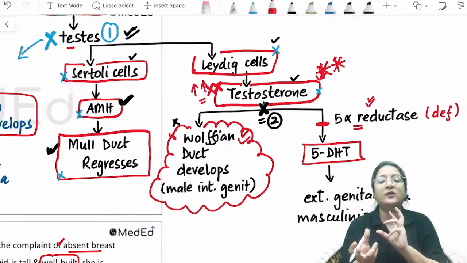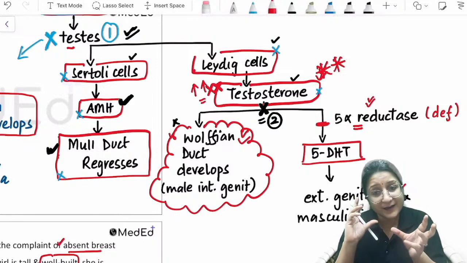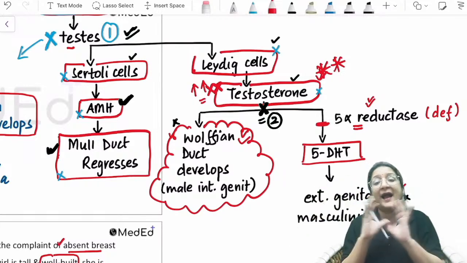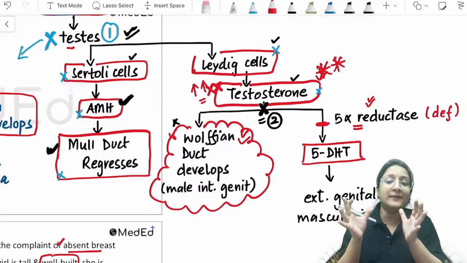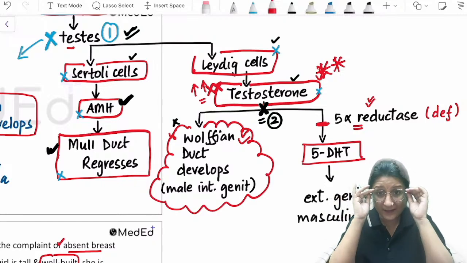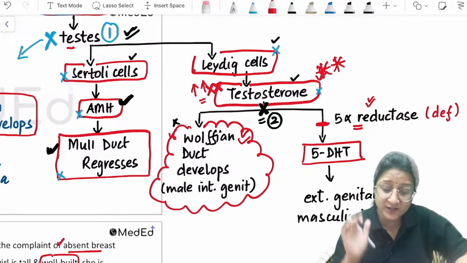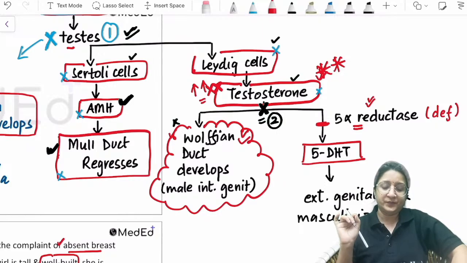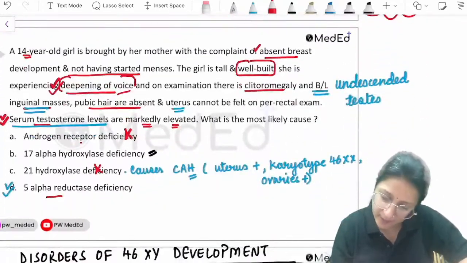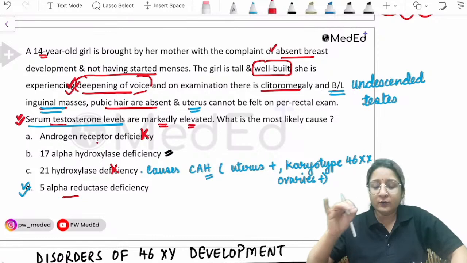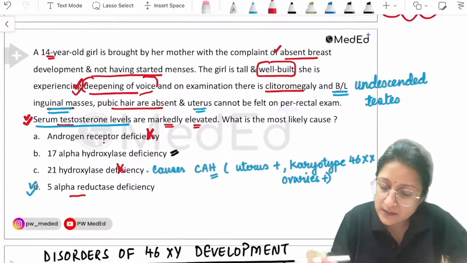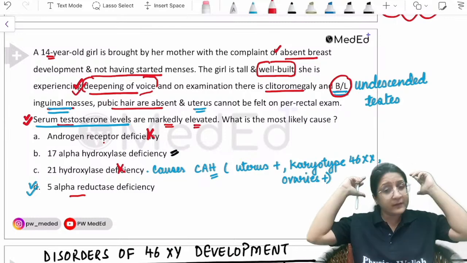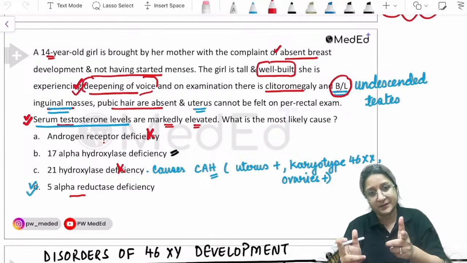It is all about concepts. You can't try to mug it up. Mugging up, it gets lost. I mean, at this point in time I cannot mug it up. But you have to understand that these could be the disorders. And if clinical questions are given around these things, then you have to look at keywords in the question. Like here, coming back to the question, the keyword for me was bilateral inguinal masses. That was my first keyword. When I see bilateral inguinal masses in a female, I should think these are undescended testes.